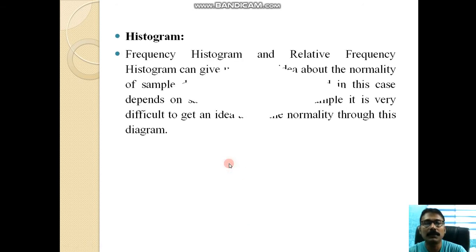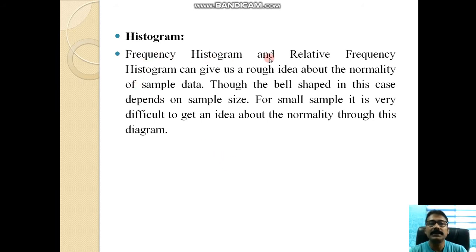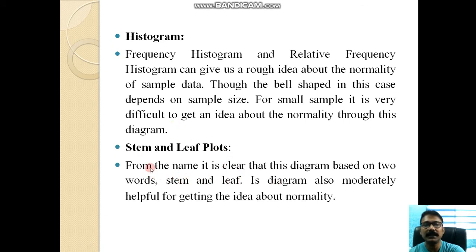Now, coming to them one by one, the frequency histogram and relative frequency histogram can give us a rough idea about the normality of sample data, though the bell shape in this case depends on sample size. For a small sample, it is very difficult to get an idea about normality through this diagram. As the sample size increases, we can get a little bit of an idea about normality or the bell-shaped curve. Stem and leaf plot, similarly, from the name it is clear that this diagram is based on stems and leaves, and it is also moderately helpful for getting an idea about normality. Still, more sample data gives a clearer picture of the bell-shaped pattern.